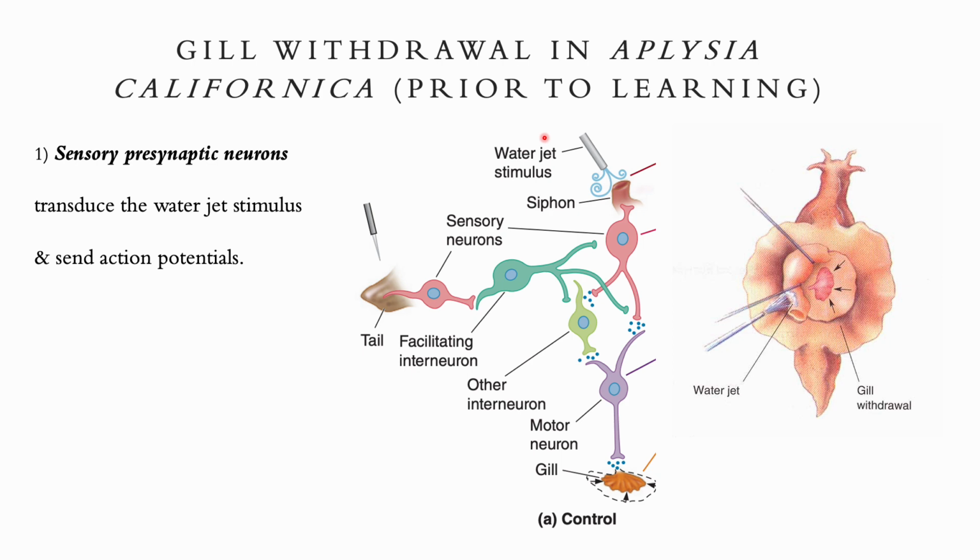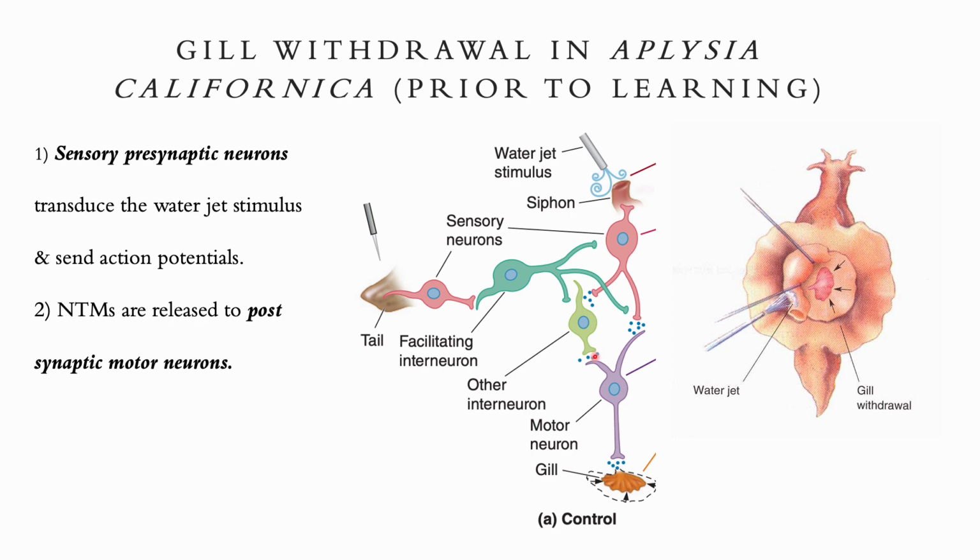Scientists have found that if you stimulate the siphon with a water jet, this induces a gill withdrawal reflex. The water jet is going to induce action potentials in these sensory neurons shown here in pink. Action potentials in the sensory neurons are going to induce communication between the sensory neurons and the postsynaptic motor neurons. Neurotransmitters are released from the presynaptic neurons onto the postsynaptic motor neurons. Hopefully this is ringing a bell, as we've talked about synaptic communication in our previous lectures.